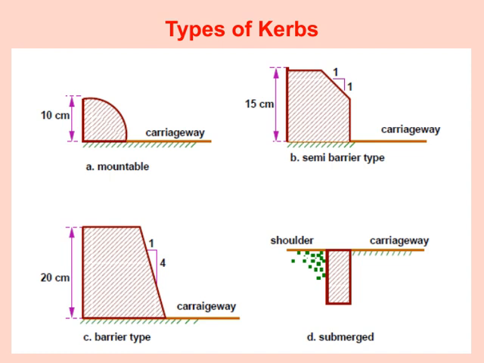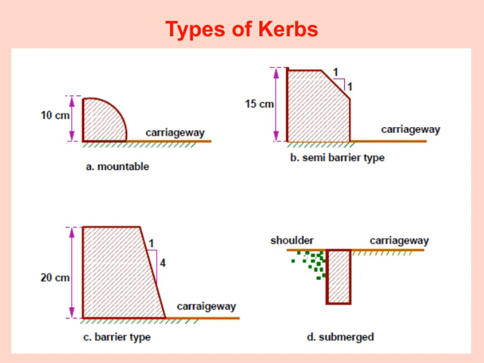The barrier curb is higher and more robust, mainly used for safety reasons, such as in areas where pedestrian safety is a priority or to prevent vehicles from crossing into restricted zones. Another type is the mountable curb, which is lower and can be easily driven over, commonly used in parking bays or residential streets to facilitate vehicle movement without damaging the curb.